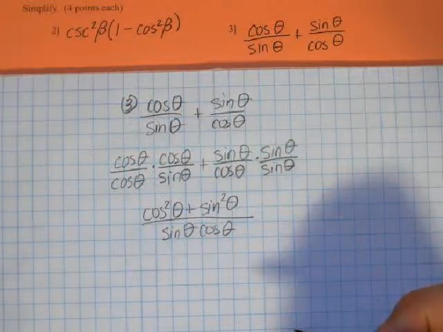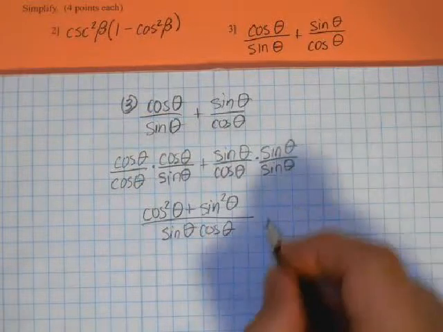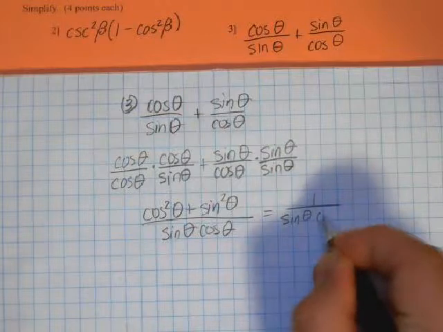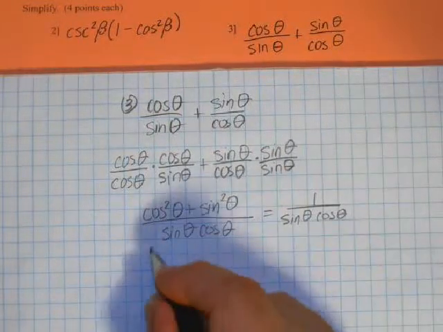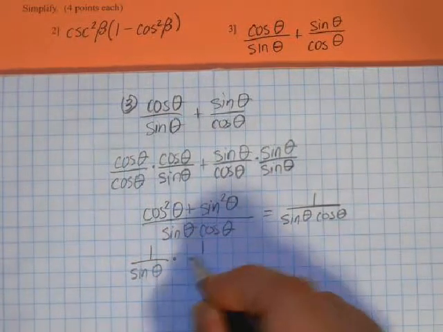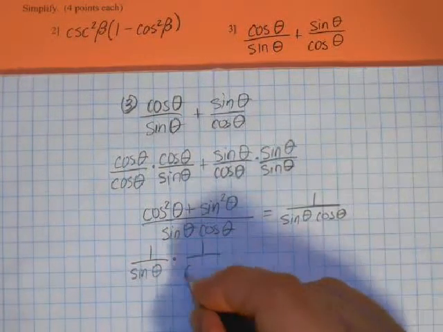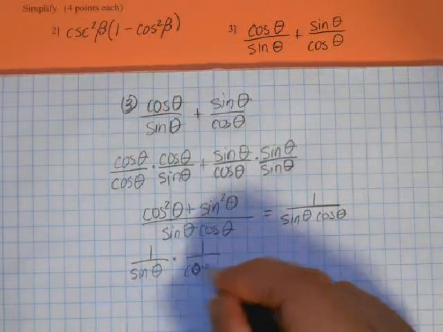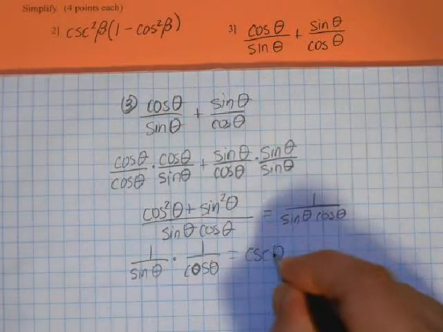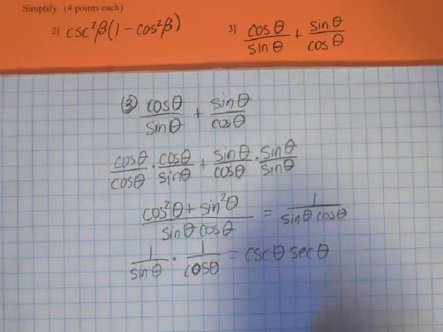Remembering back to the last problem, we know that sine squared plus cosine squared is equal to 1. So we get 1 over sine cosine. We know that the reciprocal function of sine is cosecant, and the reciprocal function of cosine is secant. So we get cosecant theta secant theta.